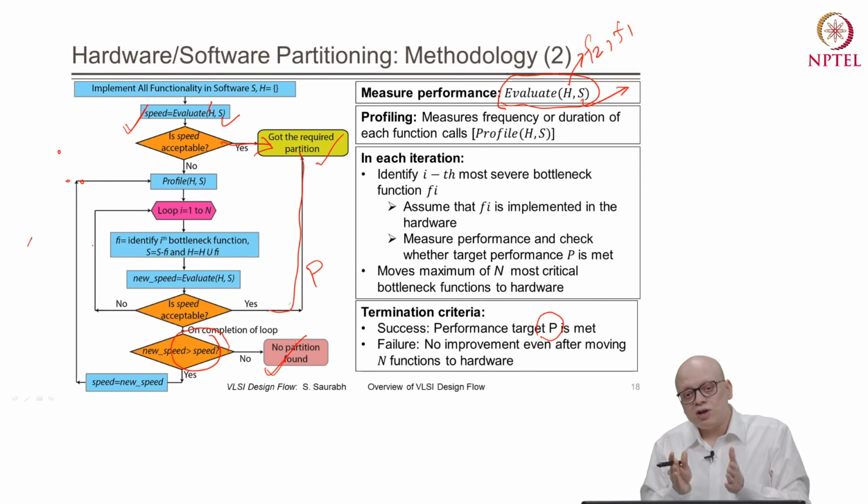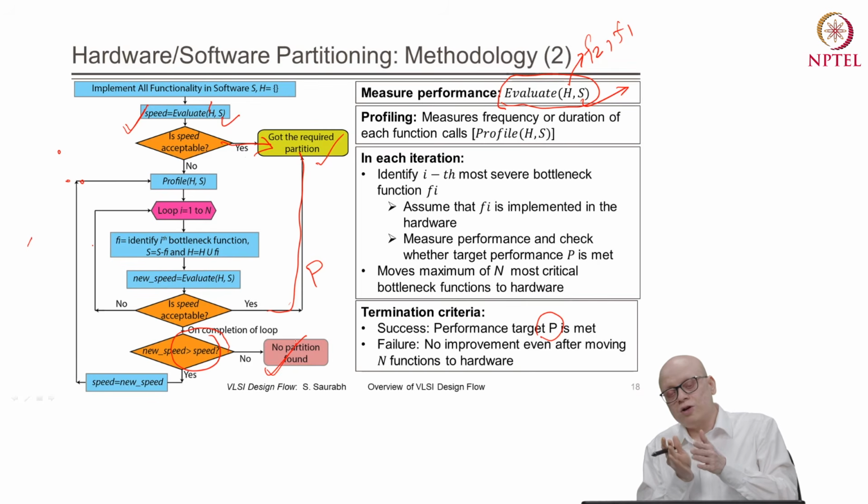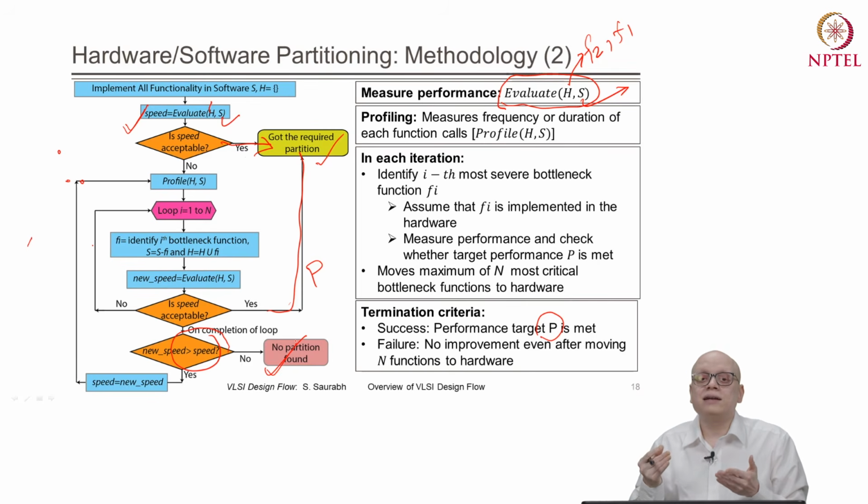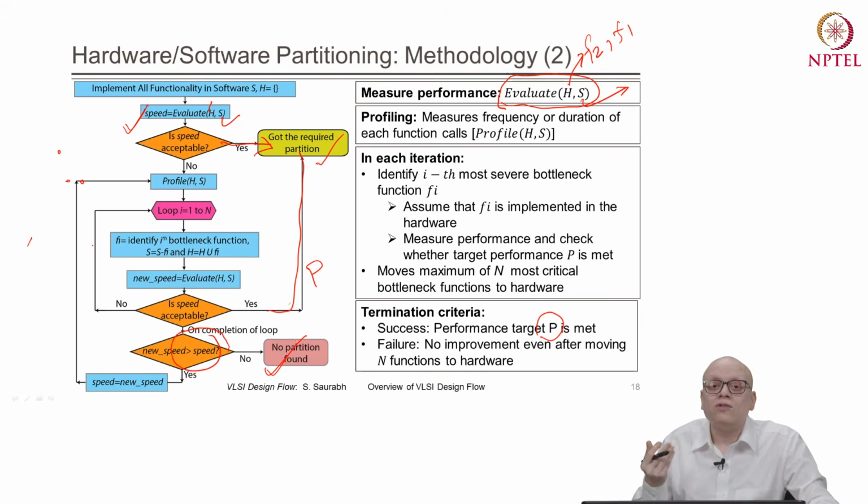And therefore, because of the data dependency, there can be less gain, or even the gain that we get by implementing in hardware can be offset by the extra time taken in communication, right? And therefore even if we move some function from software to hardware, we may not get an expected gain, and in that case we cannot find a suitable partition.